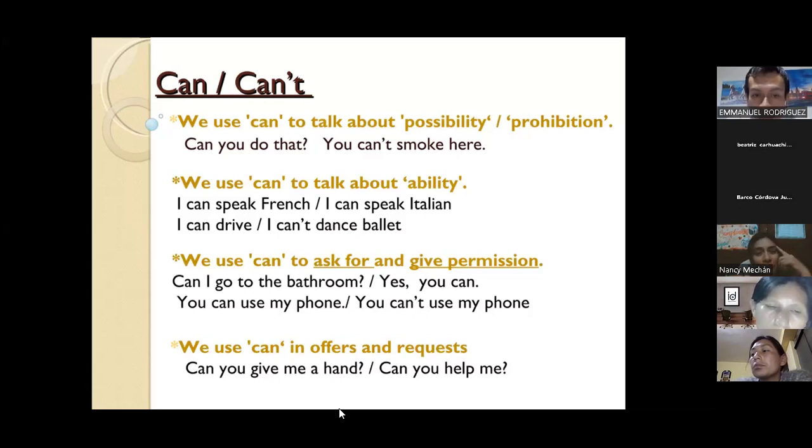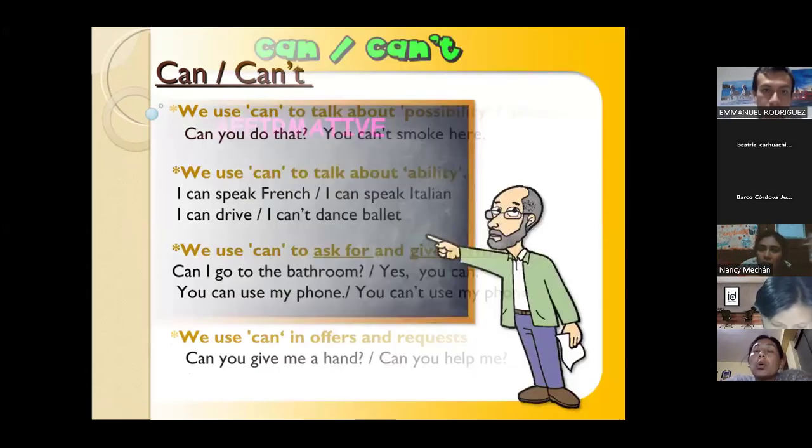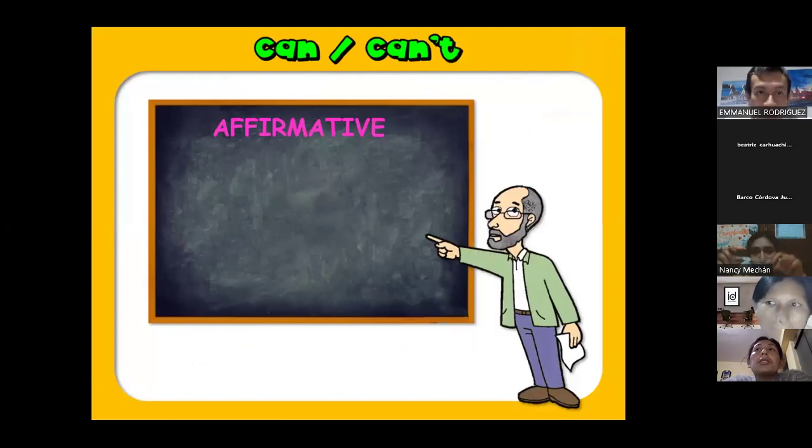Can you give me a hand and can you help me? Continue with the next slide. According to this modal verb can, you are going to use three forms. The first form is the affirmative. In this affirmative form, it's very important to know the different personal pronouns, which you are going to use with the modal verb can.